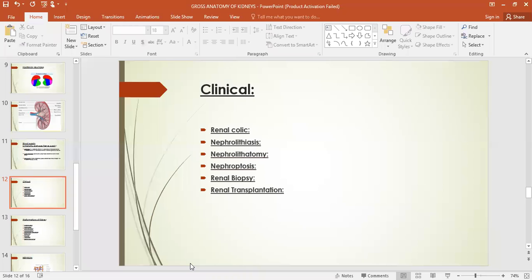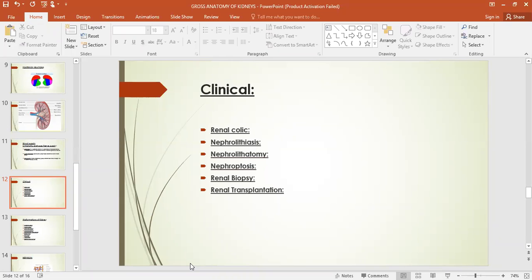So renal colic, the pain due to the kidney, is called renal colic. How does it occur? When the renal capsule is stretched, it causes the pain. Or when the smooth muscles of the kidney get spasm, then this causes the renal colic. Okay.